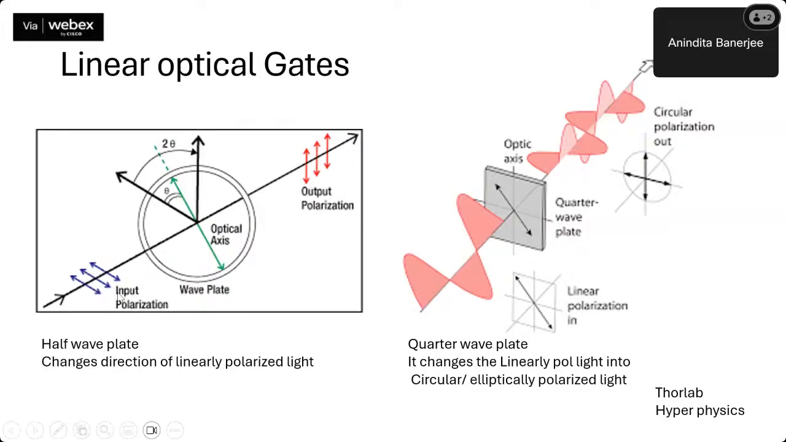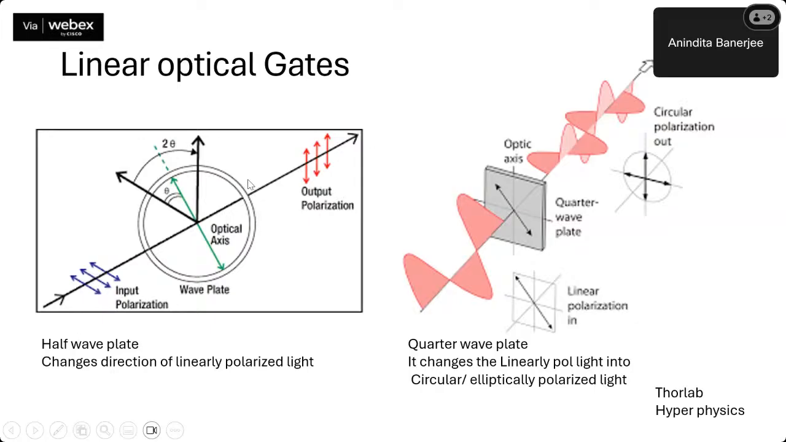Now coming to the application, as you can see, the half wave plate is going to change the rotation of the light coming out of that system by 2 theta. If it is making theta with respect to its transmission axis, then at the output you are getting 2 theta.